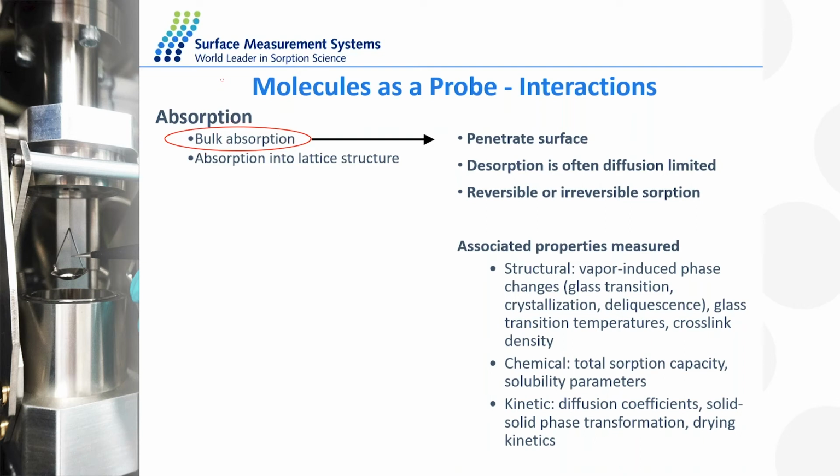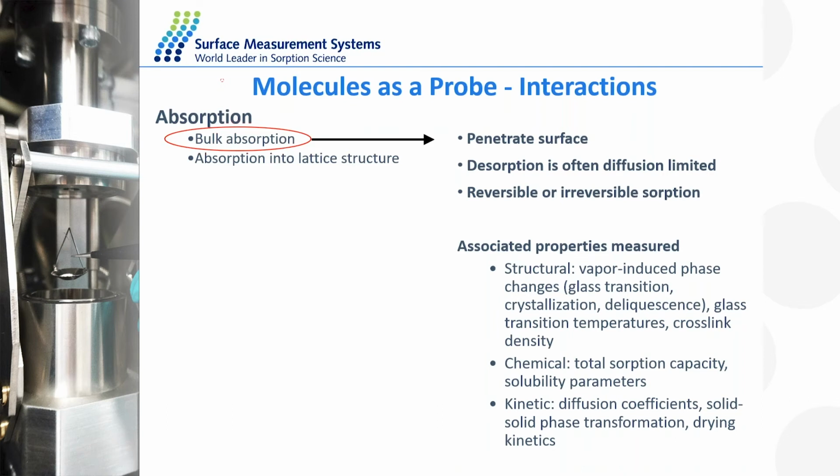Now, every phenomena that is related to glass transition, crystallization, the liquescent points happen in the bulk of the material. The molecule have to go through the bulk of the process. So measurement of diffusion coefficient, which we are going to talk about during this presentation, solid-solid phase transformation, so glass transition and crystallization, and drying kinetics are all typical of study of bulk absorption.